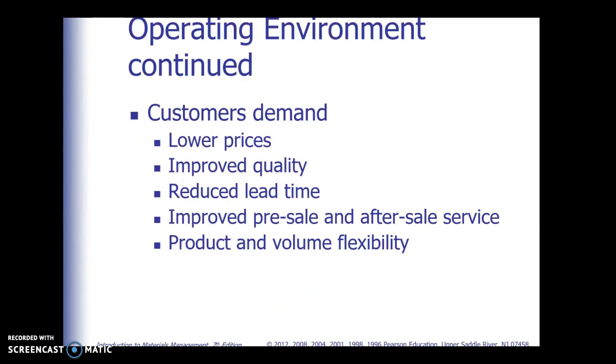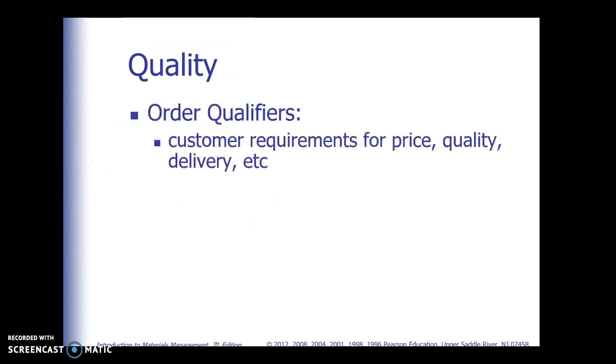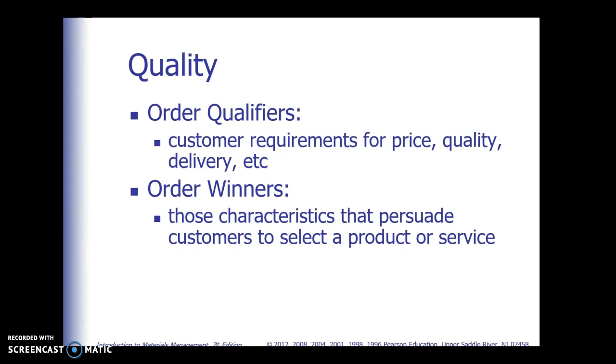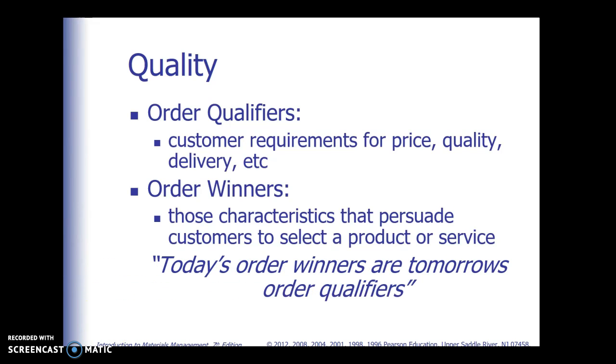Well, again, we look at operating environment continued. So again, think about this. The operating environment is what's going to help us get to our answer to what wealth really is and where it comes from. So we look at customer demand, lower price to product and volume plus flexibility. We look at quality. We have order qualifiers and order winners. And remember this quote, today's order winners are tomorrow's order qualifiers. Send me an email and let me know what you think that statement means.